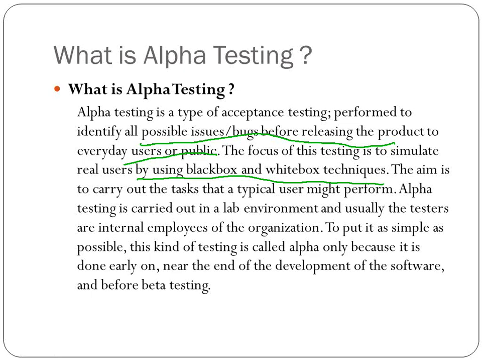Now, what is the difference between alpha testing and beta testing? We talked about beta release a little bit. Don't turn the pages. Beta testing is when you deliver the product to the user, and the user is using it in the real environment.